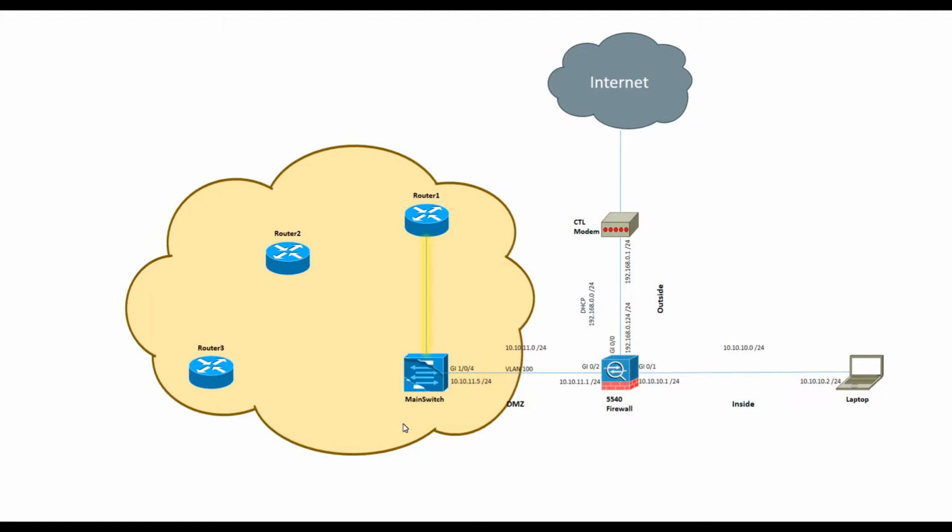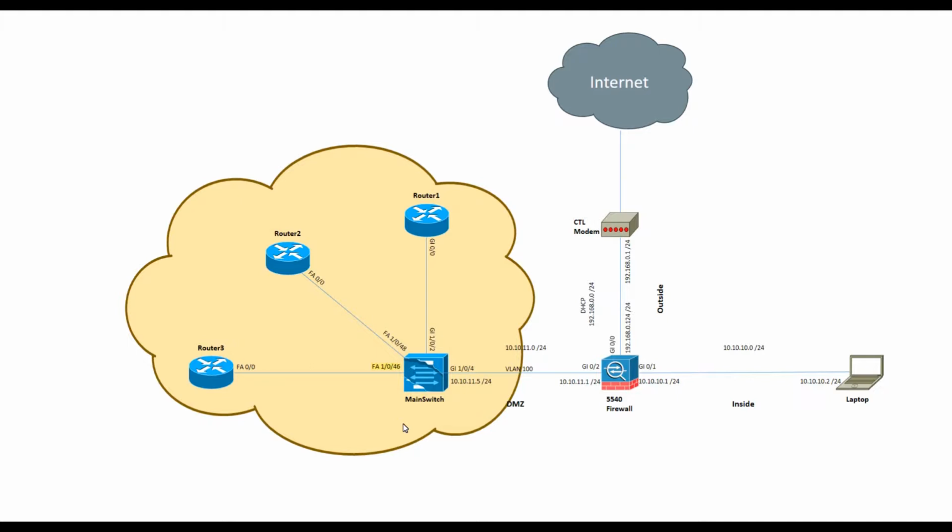I'm going to add a link from router 1 to the switch, router 2 to the switch, and router 3 to the switch. For router 1, I'm going to use port Gig 0/0 connected to Gig 1/0/2 of the switch. For router 2, I'm going to use port FA0/0 connected to FastEthernet 1/0/48 of the switch. Router 3, FA0/0, connected to FA1/0/46.